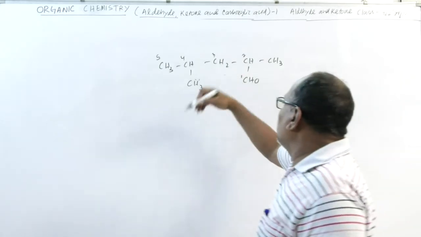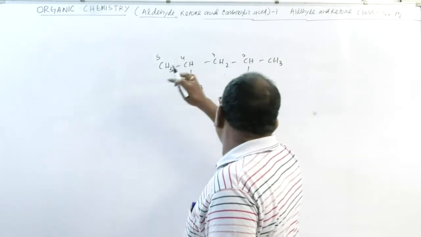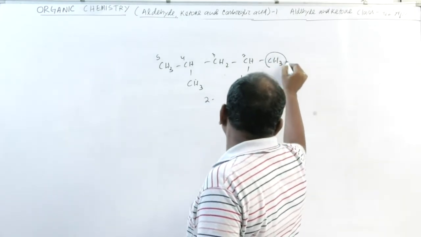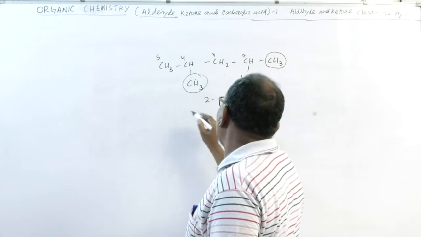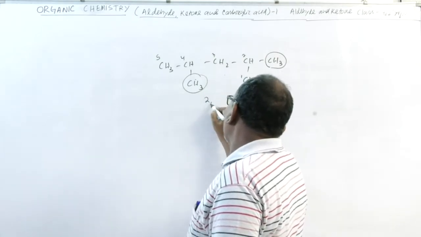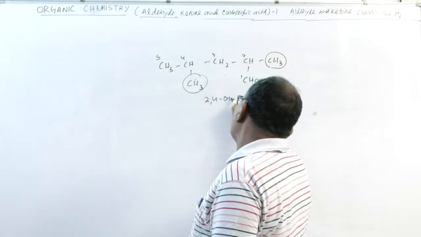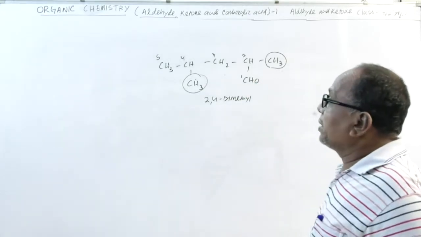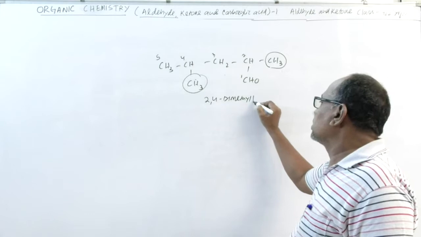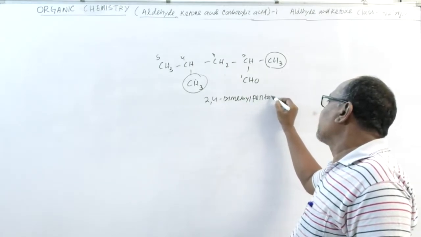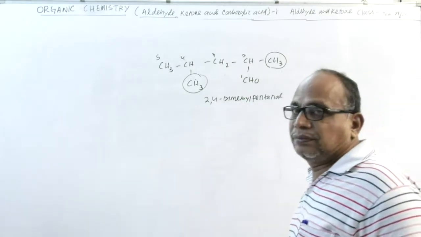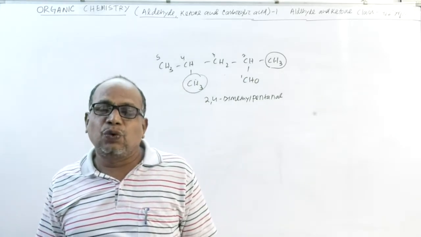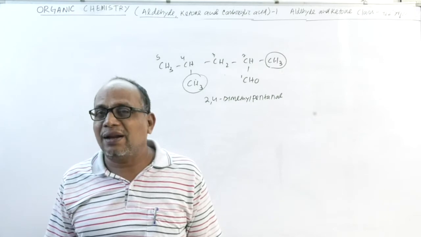Okay, so what is this compound? That is 2-methyl. You see, the 2 carbon contains a methyl, and the 4 carbon contains a methyl, so 2,4-dimethyl. The carbon chain contains 5 carbon atoms. This is called pentanal. This is called pentanal. 2,4-dimethyl pentanal.